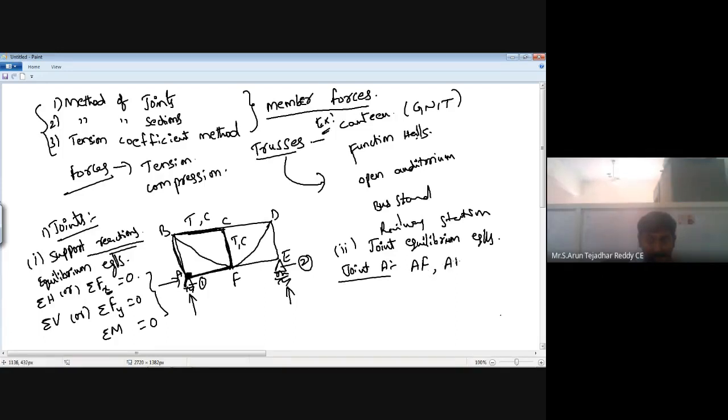AF and AB. These two are the members in joint A. So finally, we need to calculate the member forces of AF and AB. Here, forces are indicated as F. It means FAF and FAB.